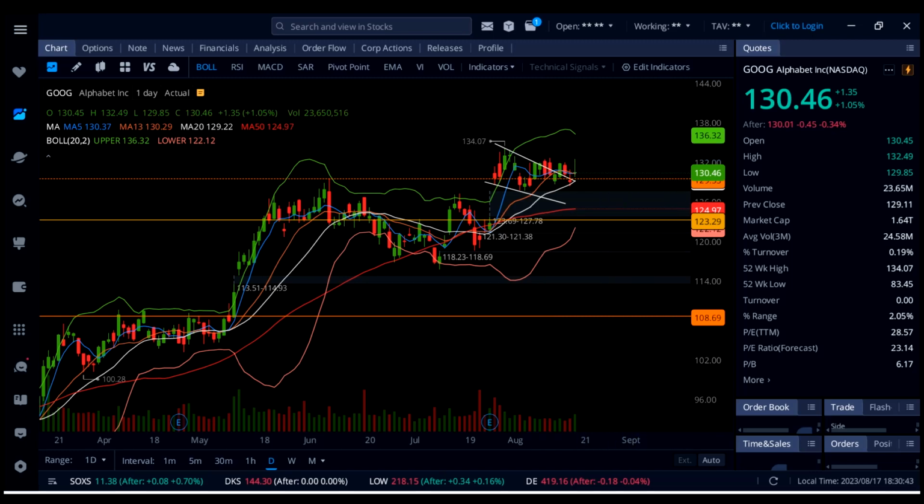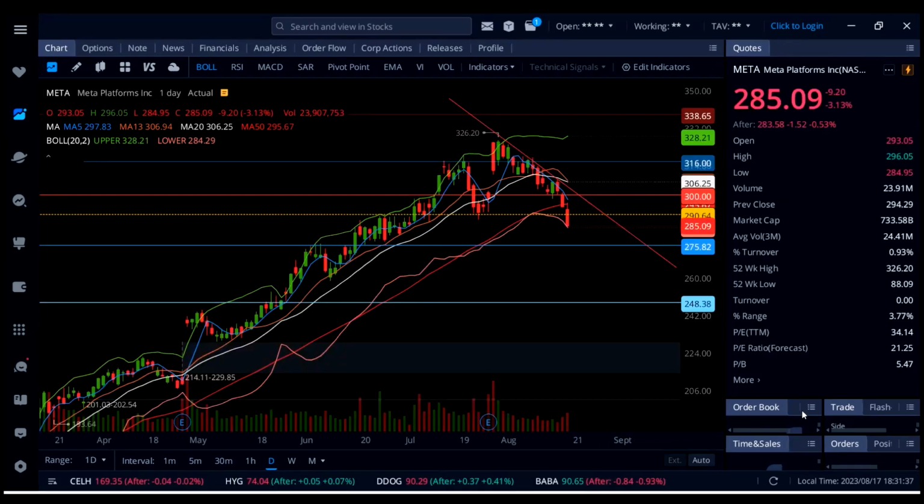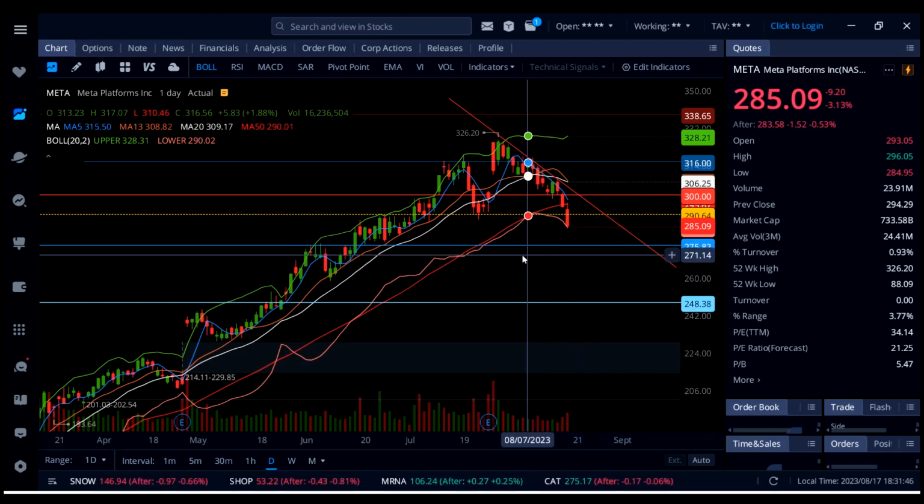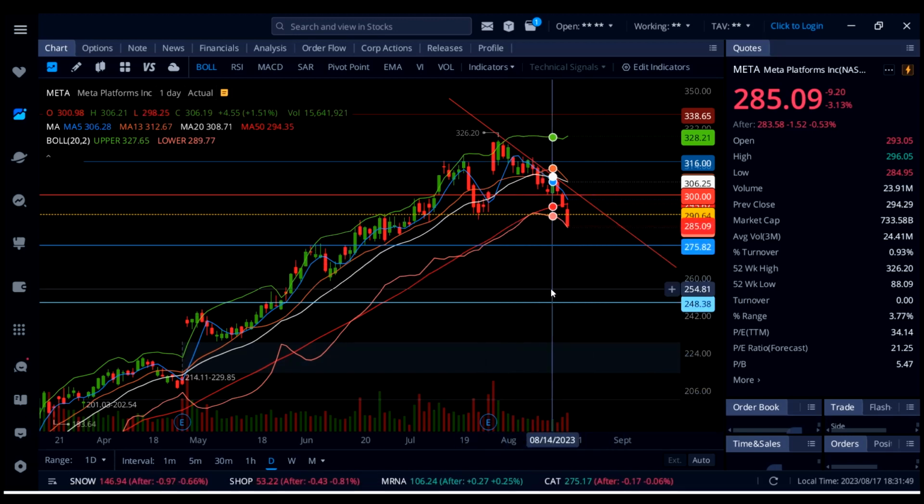up to 136.32. On Meta, it's down over 3%, and this stock was coming down, but especially in the morning, I caught this nice move on Meta, buying the dip at 290, 300 calls for tomorrow, and getting out at 294 for a nice profit.